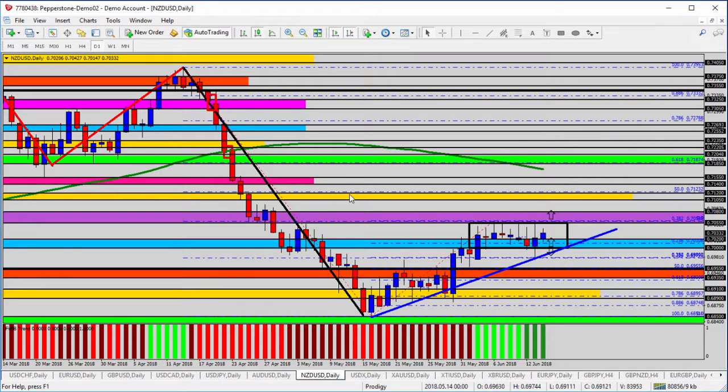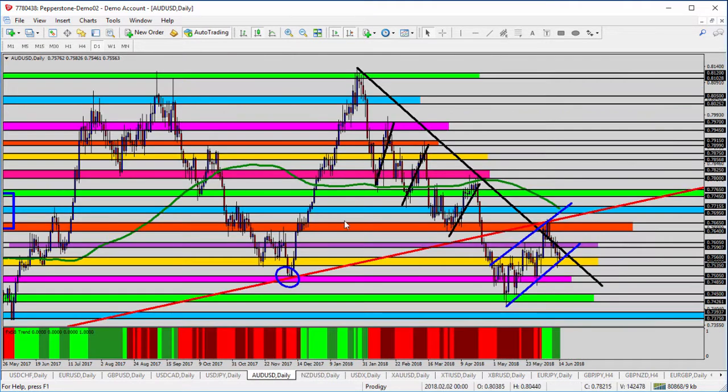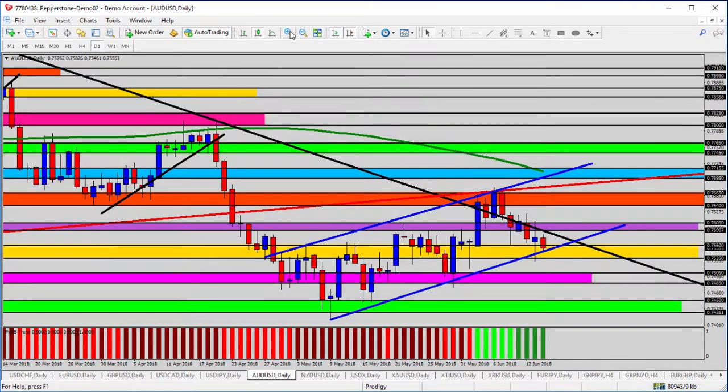Now, a couple of them are different. Australian dollar, we see the long-term downtrend, black trend line, but we see a blue rising channel. It's not quite the black box that I've had on the other currency pairs. We see this rising channel. What's interesting about this one today is that we're testing the bottom of that channel. So yellow zone, very important for us today, and the rising trend channel.